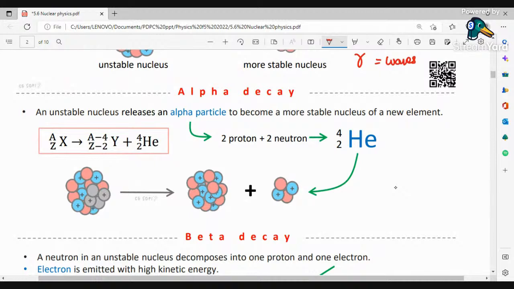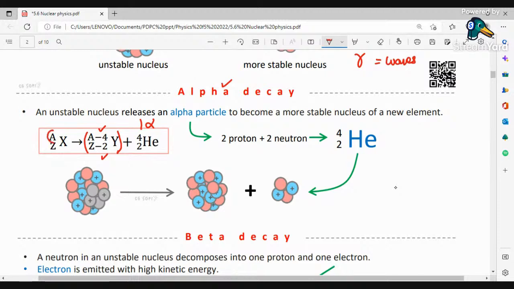If the unstable nucleus emit alpha to become more stable, we call it alpha decay. Example, general notation for element X, A, Z. Let's say emit 1 alpha. Ini 1 alpha. Alpha is nucleus of helium. When emit 1 alpha, it will produce 1 new element. Let's say element Y. What happens to the nuclear number and proton number for Y?